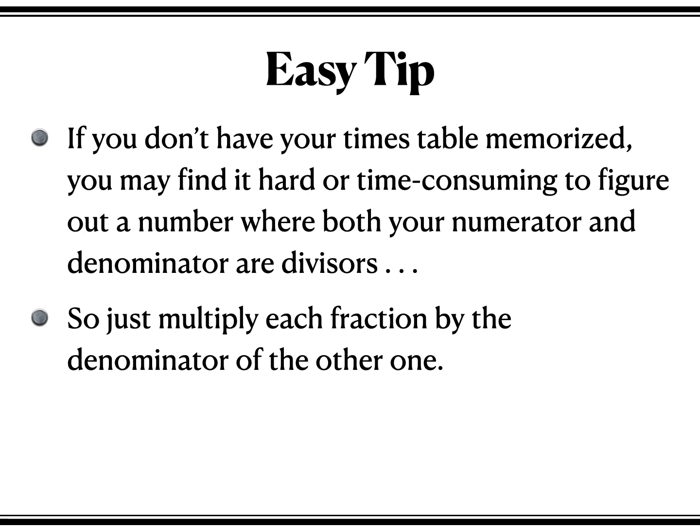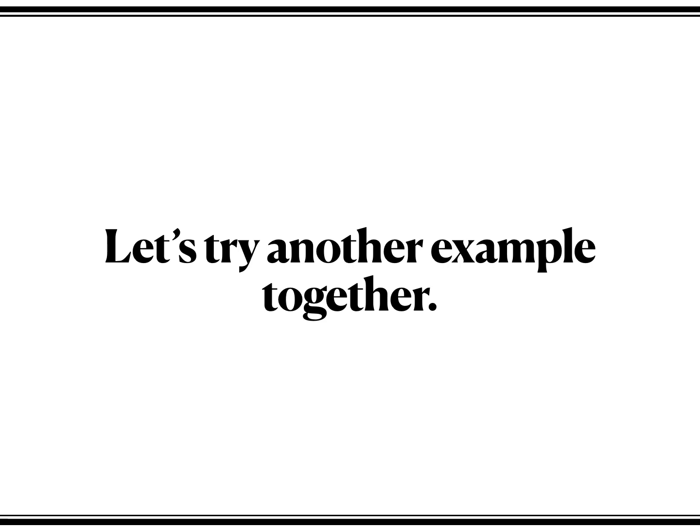So again, remember, if you don't have the times table memorized, if you can't figure out a number where both denominators are divisors, just multiply each fraction by the denominator of the other one. So let's try another example together.